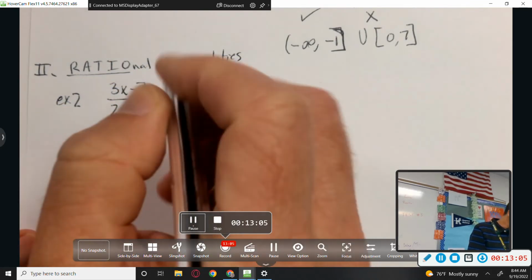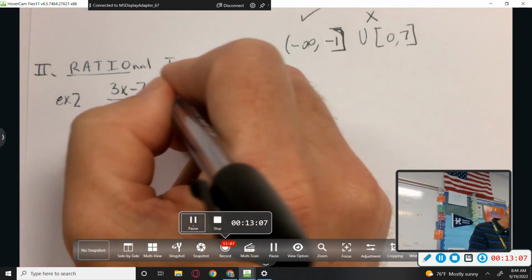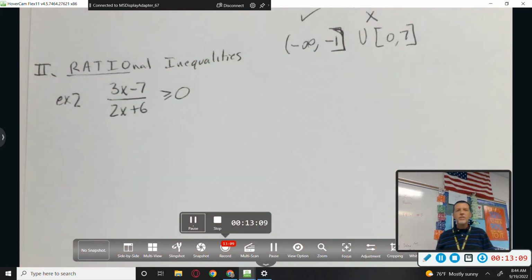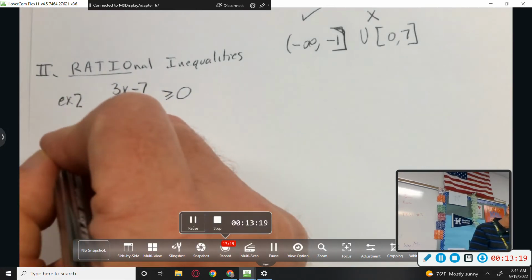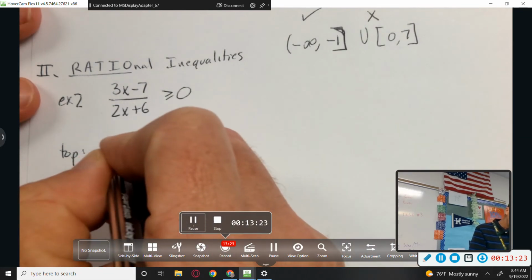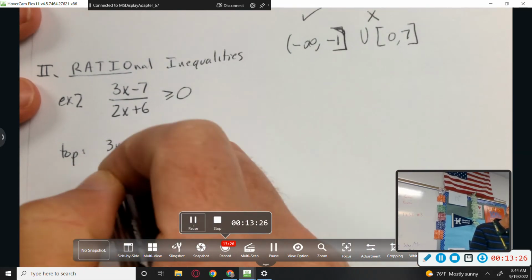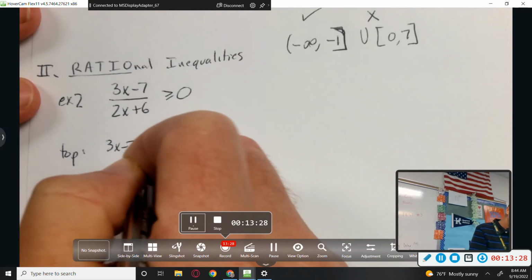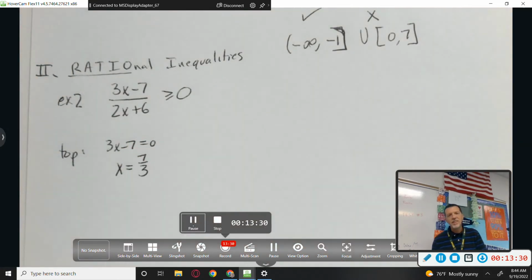(3x - 7)/(2x + 6) ≥ 0. Well, zeros at the top, zeros at the bottom. Put them on a number line, test the intervals. So from the top, 3x - 7 = 0. That would be 7/3. That's not the greatest number in the world to mess with.